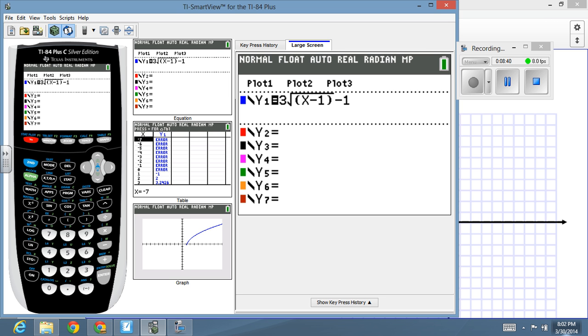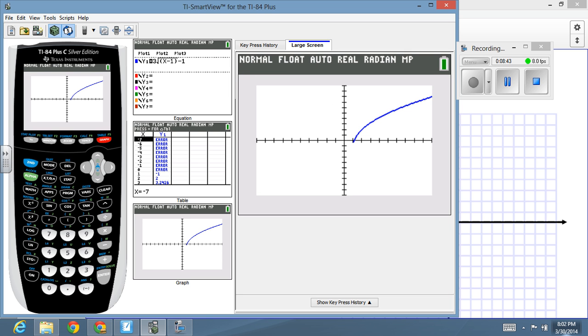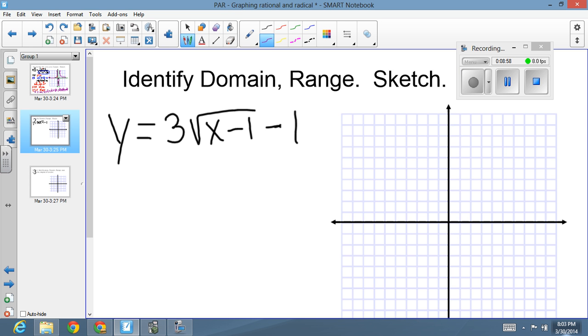When I go to my graph, it looks something like this. So I can see that right to the point x equals 1, or a little bit past that and a little below that, that's where my first point starts. That point is an important point because that's going to help me identify real quickly my domain and my range. My domain are my x values, my range are my y values. So I need to know what that last point is.